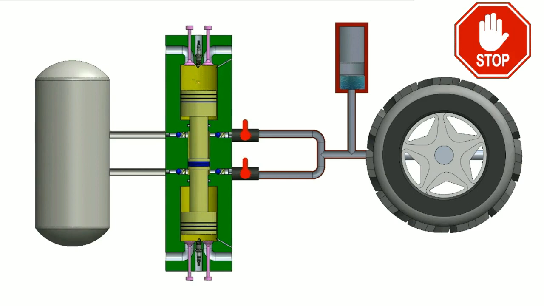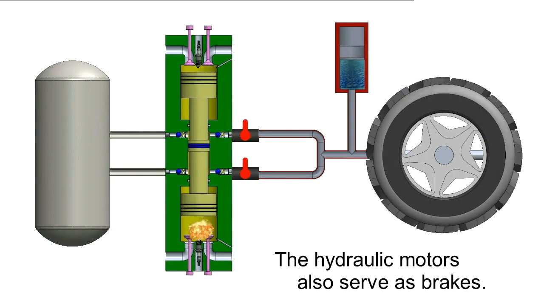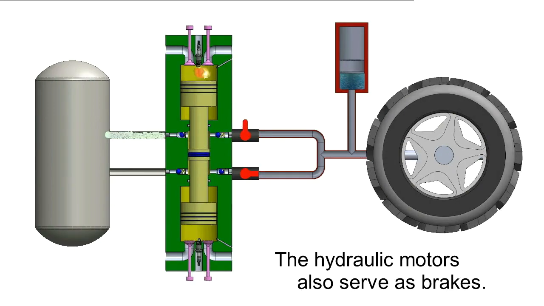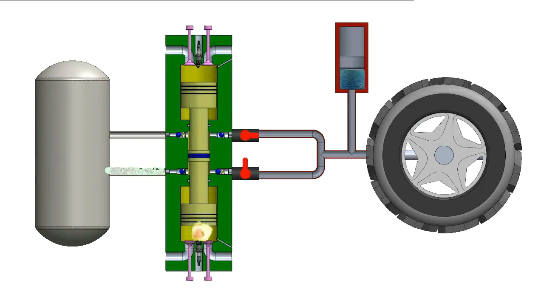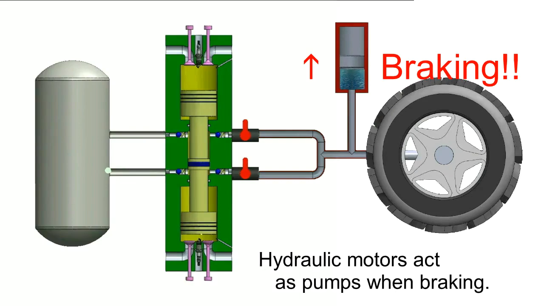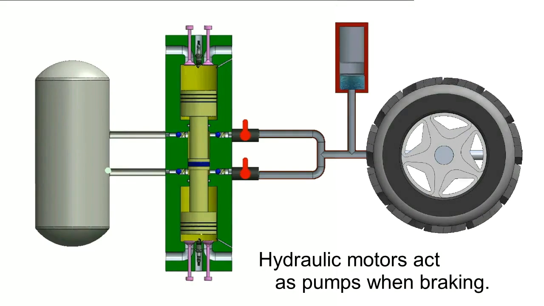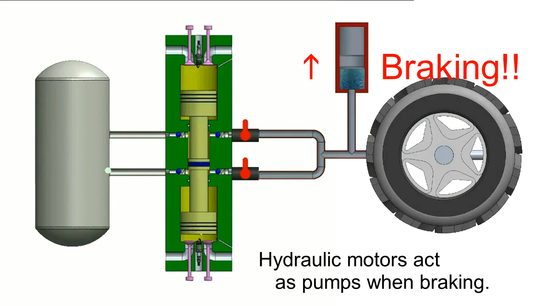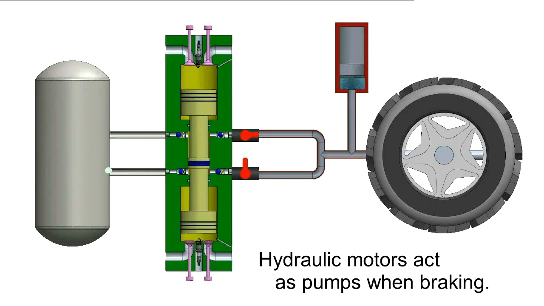Another trick. The hydraulic motors that move the wheels also serve as brakes. All of the braking accessories used nowadays in a conventional vehicle are unnecessary. Another trick. Apart from braking, hydraulic motors act as pumps and fill the hydraulic accumulator just like the piston pump does. This means that, when braking, the wheel replaces the motor.